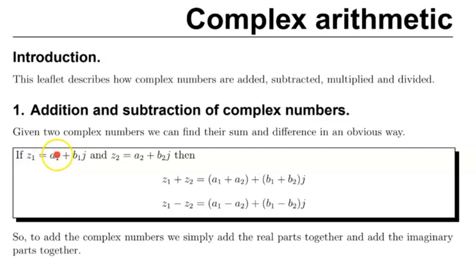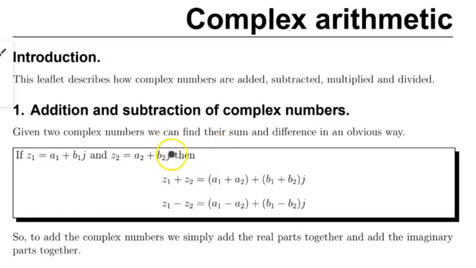Now, complex numbers are made up of two parts. This is a real part, A1, and that's B1, a part that is imaginary. This J, sometimes you will see J and sometimes you will see I. So this is how we represent the complex numbers. Now this is Z2, which is A2 plus B2J, where A2 is a real part and B2 is an imaginary part.